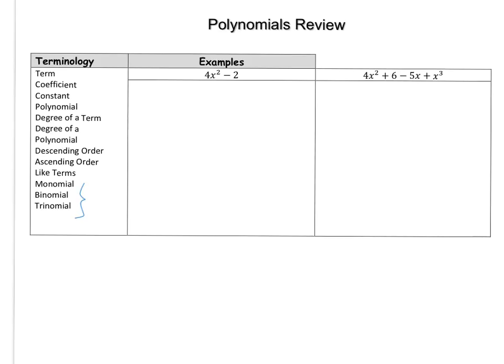Okay, let's move down the list a little bit. So then there's such a thing as coefficients and constants. So remember that the term is 4x squared. If the term is 4x squared, then the 4 is what is called the coefficient of the term. And then these terms over here, the negative 2, is just a constant term, because it doesn't actually have any variables attached to it, so it's considered a constant. Okay, so hopefully that makes sense to you.